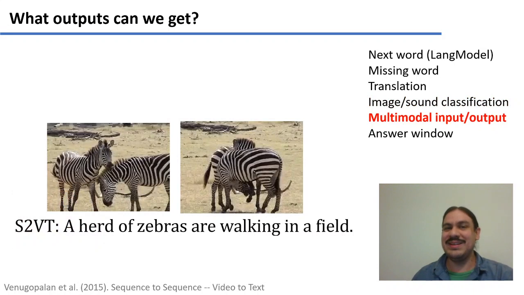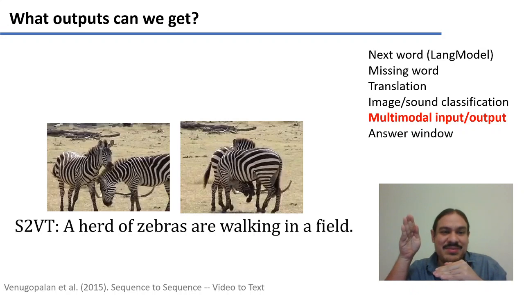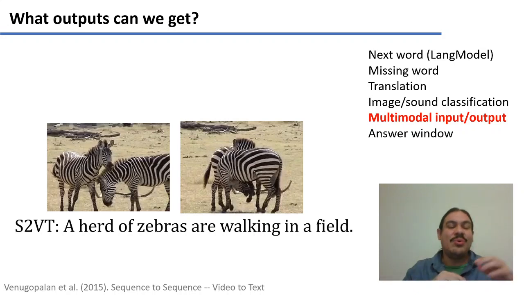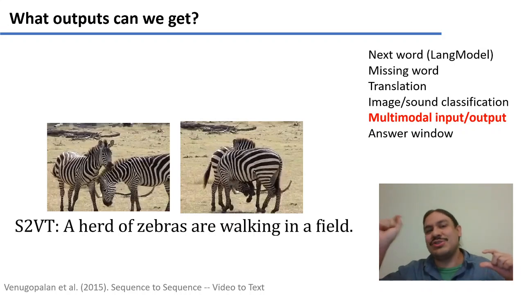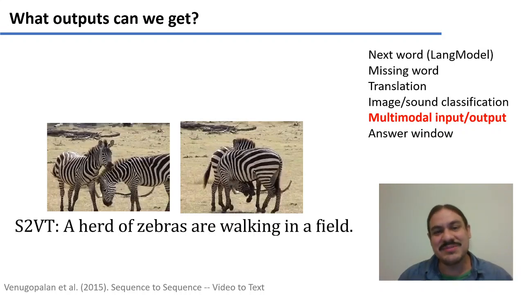One very cool thing that neural networks can do, that deep learning can do, is that it can take multimodal inputs and outputs. So it can convert an image into a natural language description of the image, a herd of zebras, or it could take a natural language description and then try to generate a picture that matches that description.